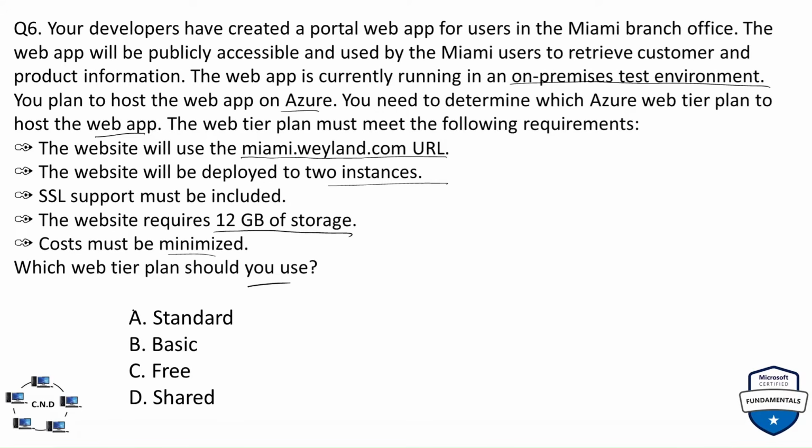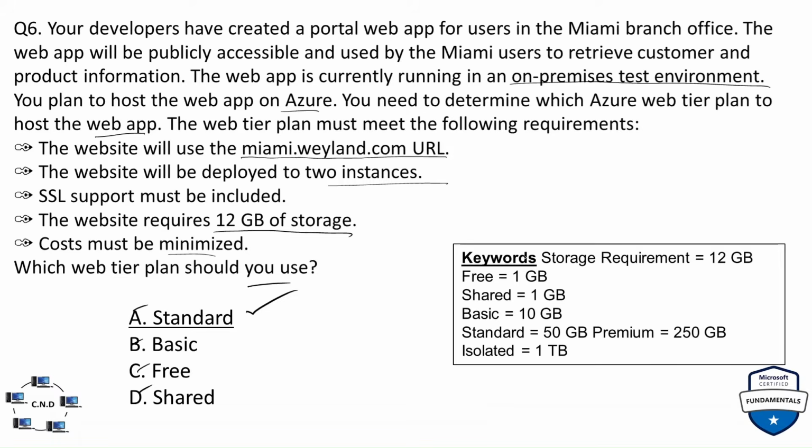The options are option A standard, B basic, C free, and option D shared. The correct option is standard; the standard web tier will be the recommended web tier plan. Why is that? In the question, the keyword is that the storage requirement is 12 GB. The free plan gives us 1 GB. Shared again is equal to 1 GB.